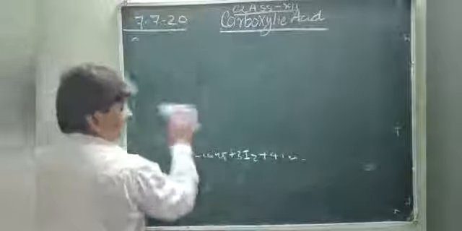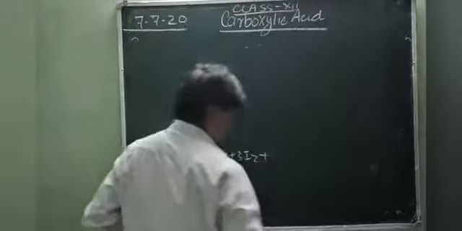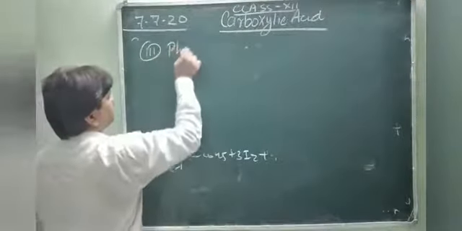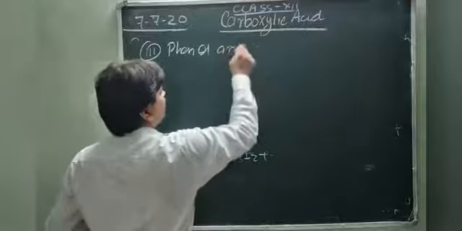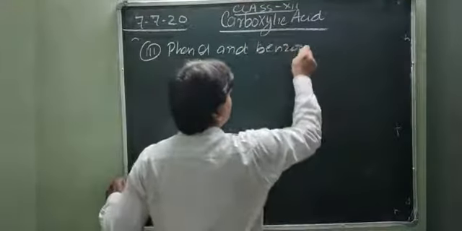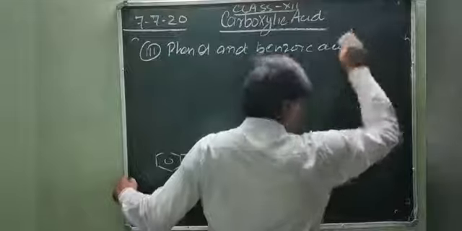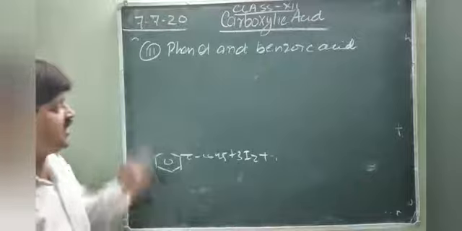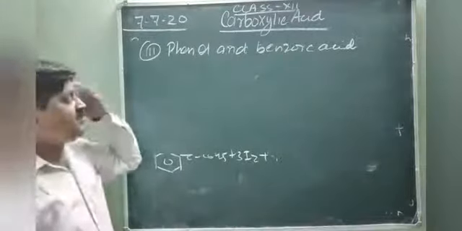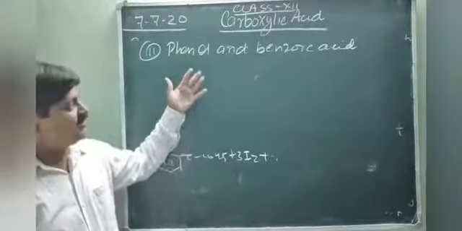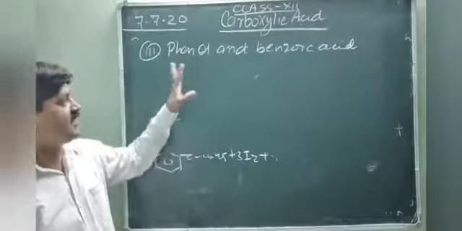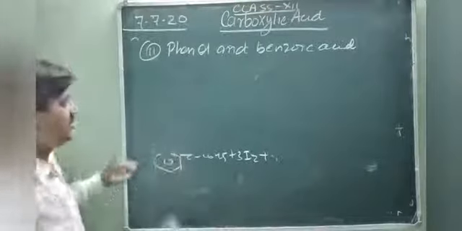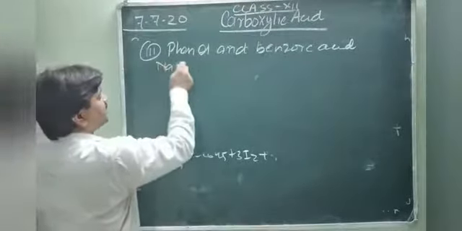Next, third chemical distinction: phenol and benzoic acid. How do you chemically distinguish between phenol and benzoic acid? You know that one test is the ferric chloride test, which phenol gives, and there is a buff color in the case of benzoic acid. Another very simple test you can perform is the sodium bicarbonate test, NaHCO3 test.